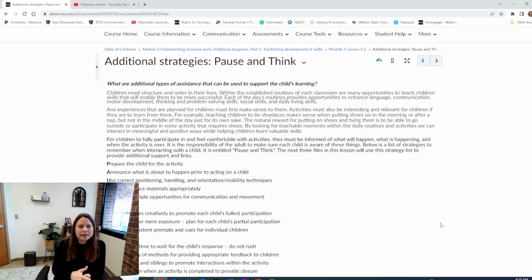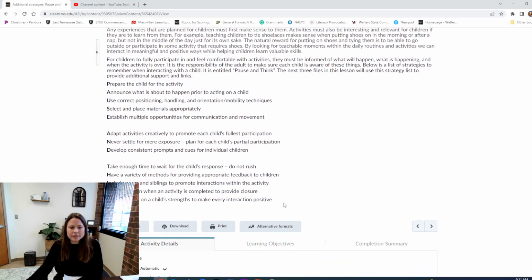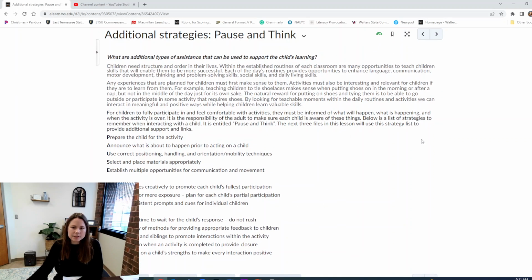So we're talking about any additional strategies. What other types of strategies or assistance can you use to support the child's learning? Okay, so here, there are a lot of files listed for you in the next few sections, but we're really going to talk about the acronym called Pause and Think, right? That's the acronym. In the classroom, when you're teaching young children different skills, we want them to be successful.